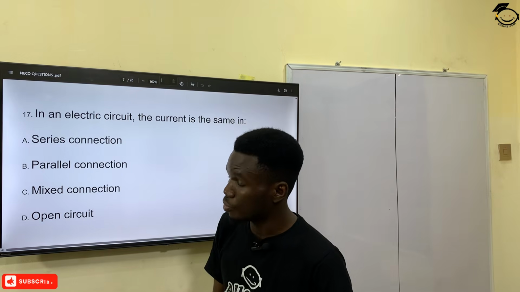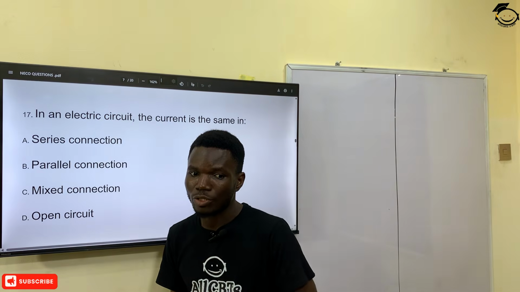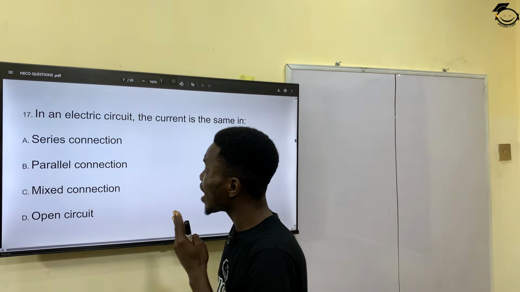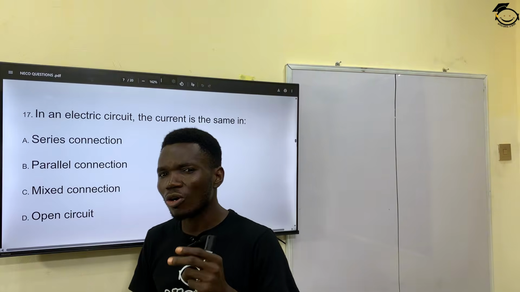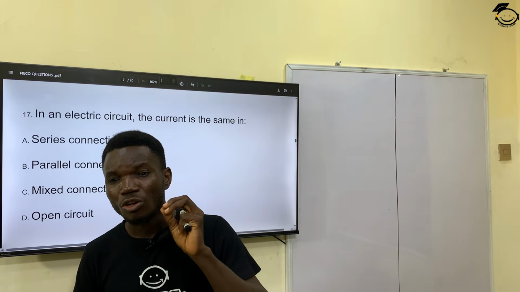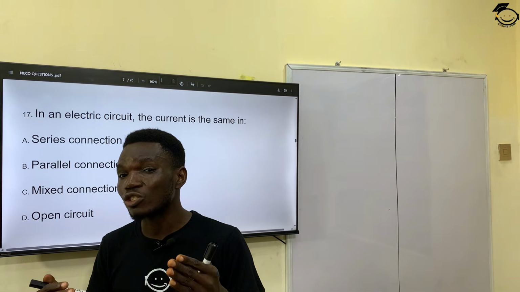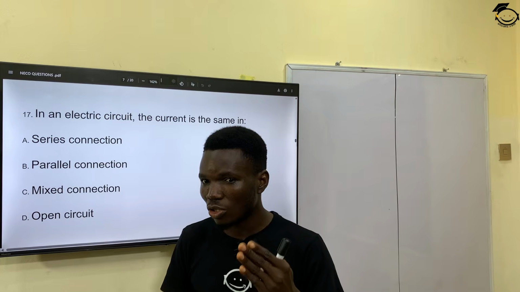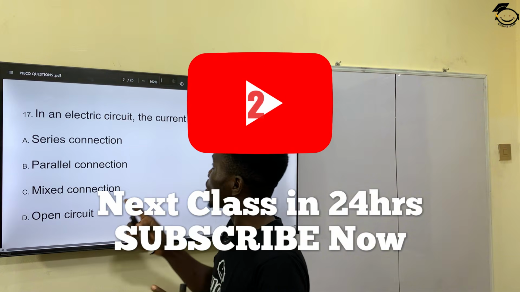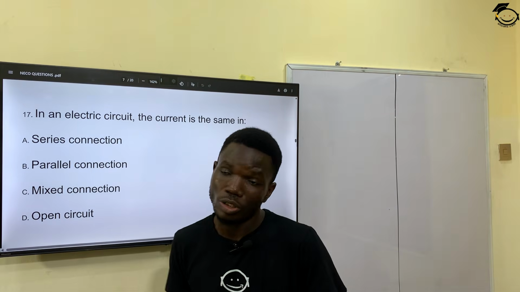Question number 17, which says in an electric circuit, the current is the same in dash. Now, in an electric circuit, we have the series connection and the parallel connection. Whenever you have a series connection, the current is always the same throughout the circuit. But in a parallel connection, the current divides itself into the number of parallel paths that there are, so the current passing through the components of the circuit is not the same. But in a series connection, the current passing through the components is the same. So in an electric circuit, the current is the same in series connection. So the correct answer to that question is option A.